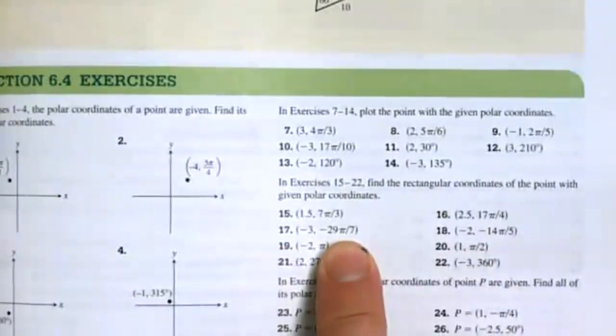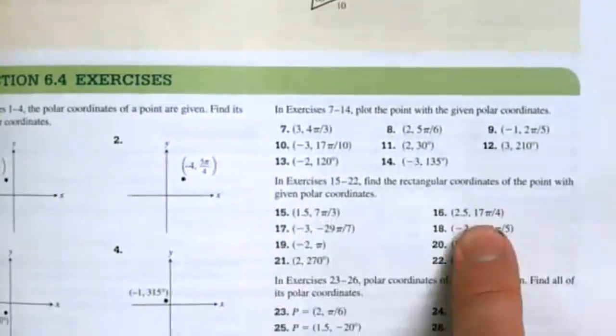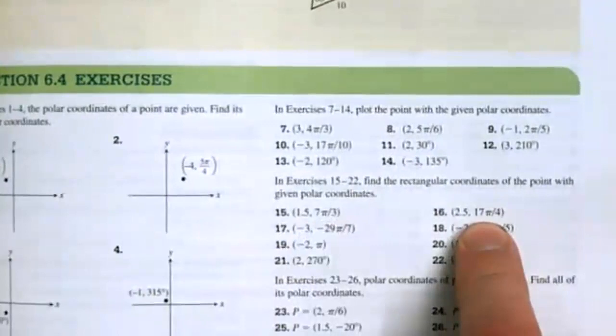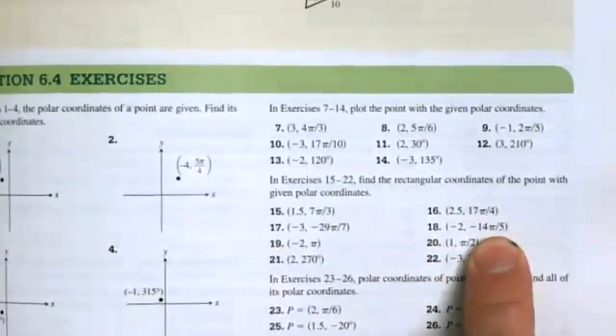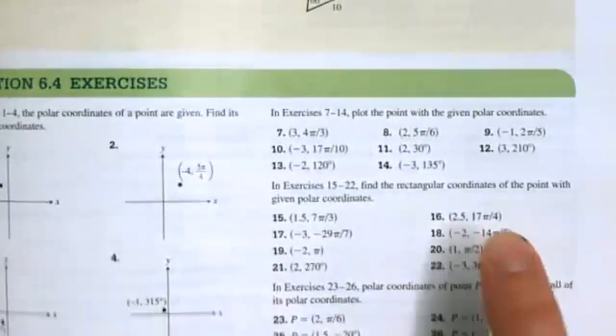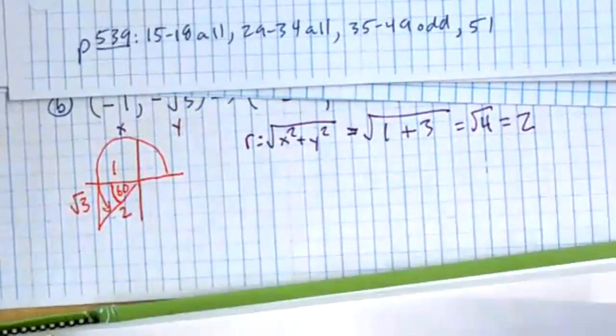-29π/7. So when I get to number 17, I can't really use my wheel of fun for this. So what am I going to use instead? Calculator. Now, number 15, number 16, we should be able to do those with exact values. But 17, 18, yeah, 14π/5, that's not an angle on our unit circle.